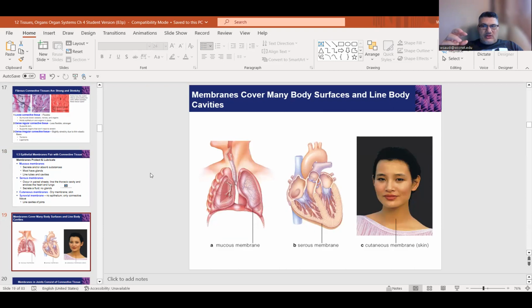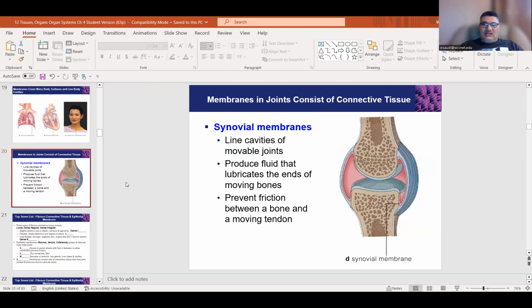Mucous membrane secretes mucus secretion, and it's usually inside, not communicating with outside. It's inside this cavity. Serous membrane is more outside of the cavity. Cutaneous membrane, skin. Synovial membrane, you don't have to know much. Just know it is lining the joints. And the name comes from the synovial fluid, this red.